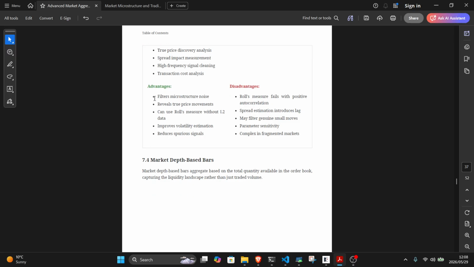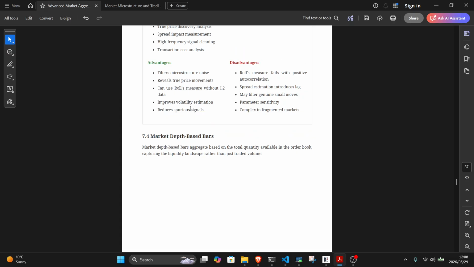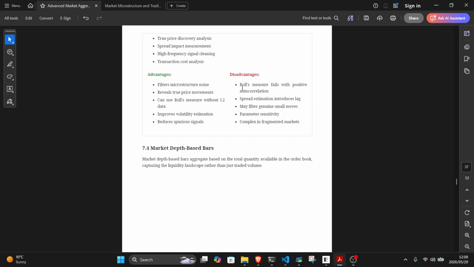What are the advantages? Filters microstructure noise, reveals true price movements, can use Roll's measure without L2 data, improves volatility estimation, reduces spurious signals. The disadvantages: Roll's measure fails with positive autocorrelation, spread estimation introduces lag, may filter genuine small moves, parameter sensitivity, complex in fragmented markets.